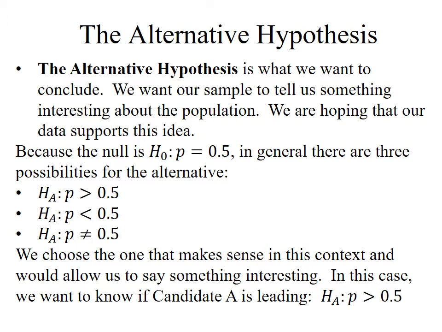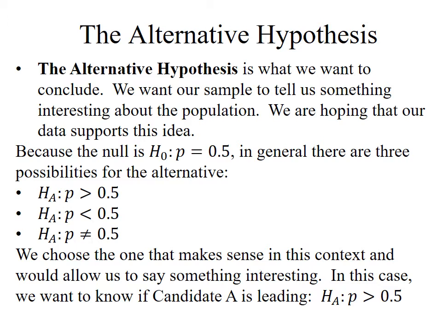So in this case, because the null hypothesis says p equals 0.5, in general, there are three possibilities for what we could choose for the alternative hypothesis. So we do a capital H, we do a little subscript a because it's the alternative hypothesis, we do a colon, and then we could say that, all right, the null hypothesis says p is equal to 0.5. We could say that p is greater than 0.5. We could say that p is less than 0.5, or we could just say that p is not equal to 0.5. Whenever we do a null hypothesis, we have to choose which one of these three possibilities makes the most sense in this context and would allow us to say something interesting.